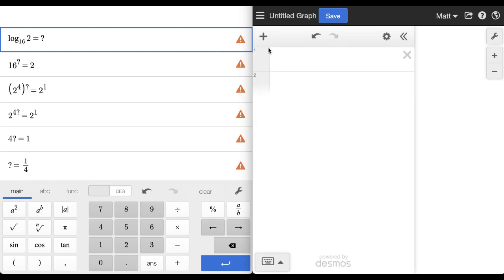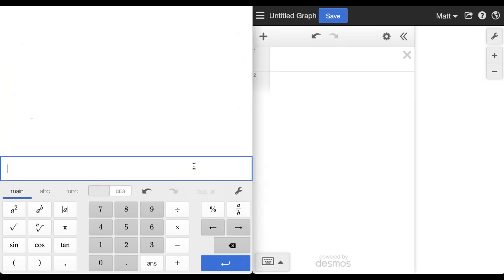Okay, on to number 30. Number 30, log base 4 of 32 plus log base 4 of 2. Okay, so we should be able to combine this into a single log. We're adding logs of the same base, which means you keep the same base and you multiply the insides. So it's log base 4 of 32 times 2, which simplifies to log base 4 of 64.